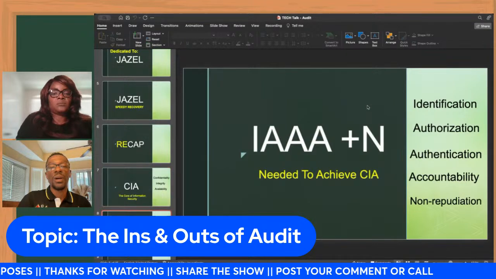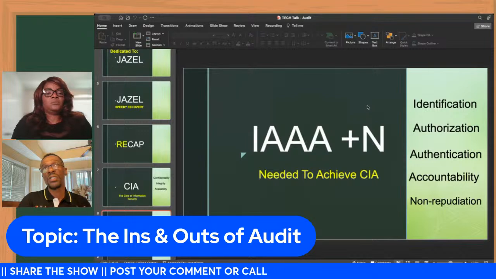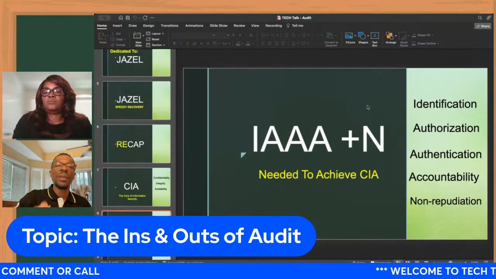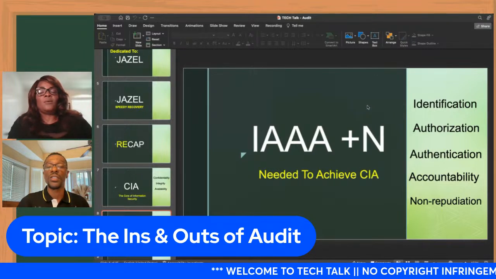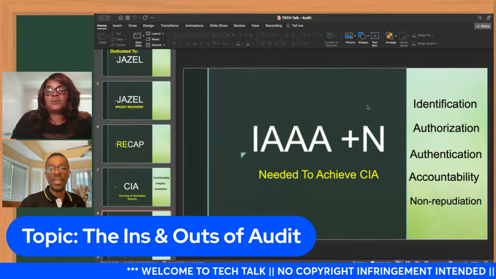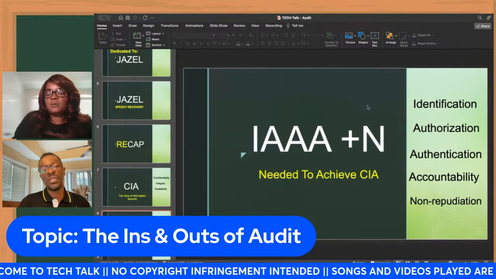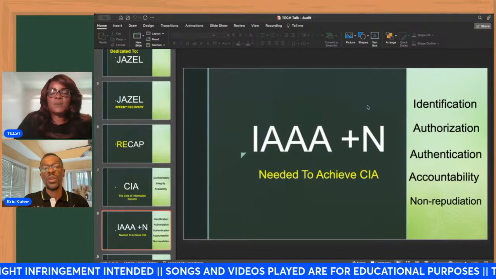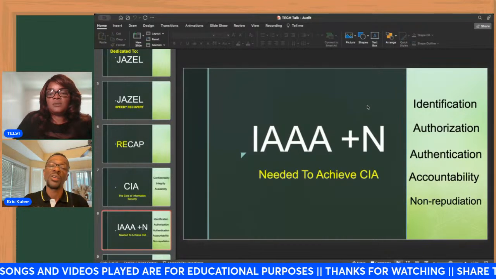We also talked about the IAAA and the N. We said that in order to achieve the CIA, we have to implement identification, authorization, authentication, accountability, and non-repudiation. We're not going to go into detail on this right now, since we already spoke about them in our previous shows, but I brought it out to show you the thread of our ideas for what we'll be speaking about today.